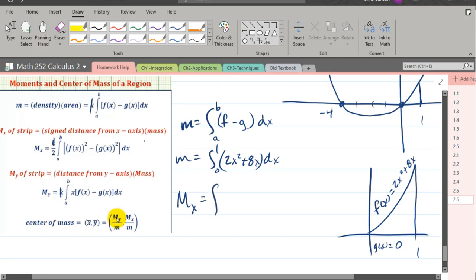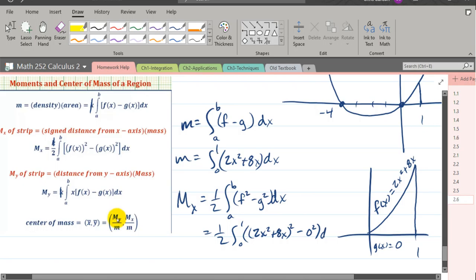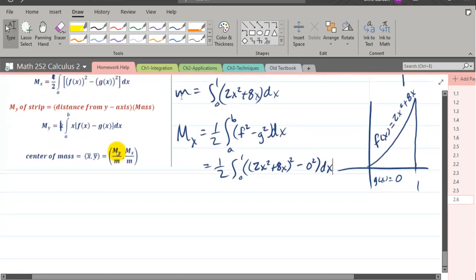All right, so this one, there is still a 1/2 in front. Integral a to b, so for us that'll be 0 to 1. Now this one's a bit different. It's f squared minus g squared dx. So we go 0 to 1. f squared, 2x squared plus 8x, squared. Now, our g function is 0. Well, your g function might be different. Mine is just 0. You do need to FOIL this out right here. So you're going to get 3 terms when you're done FOILing and simplifying, and then you'd use the anti-power rule, and that'll give you mx.